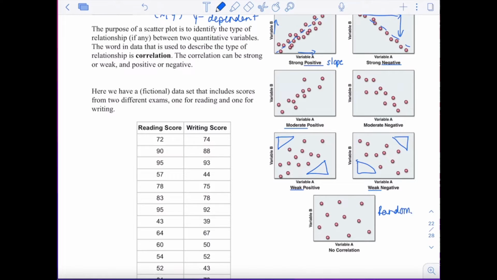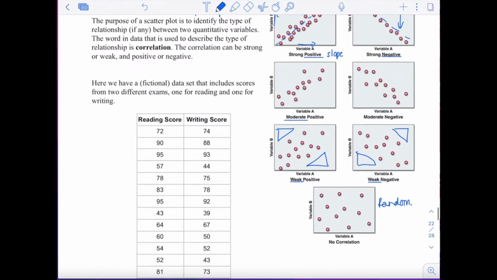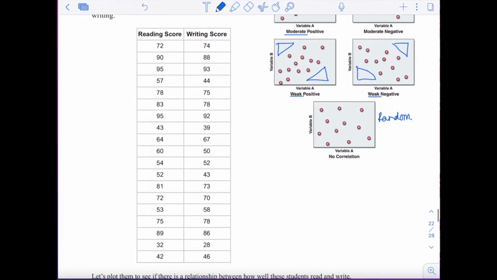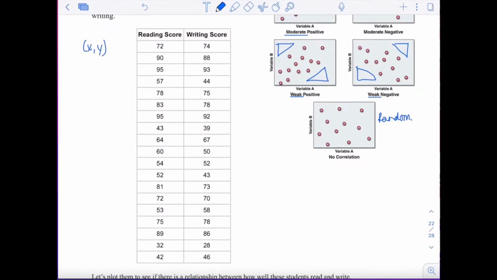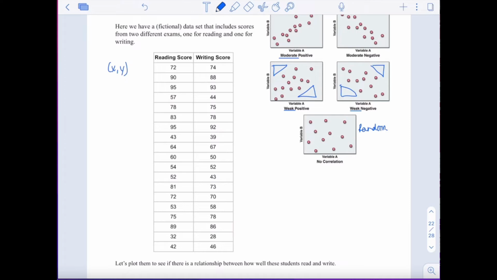Okay, so here we have a fictional data set that includes an association, so an ordered pair between a reading score and a writing score. So each data point represents one person and their reading score and writing score on a fictional test. So if we plot this, we want to see if there is indeed a correlation. Does a low reading score associate to a low writing score? Does a low reading score associate to a high writing score? Is there no correlation at all?